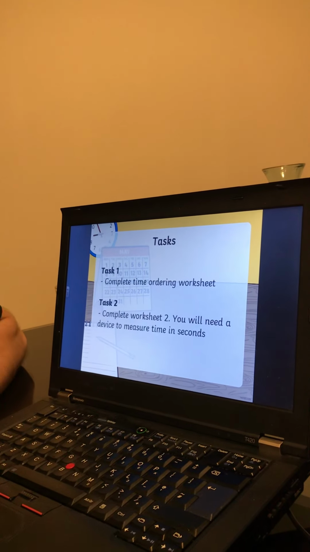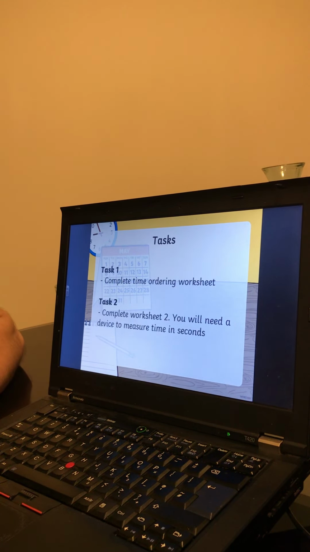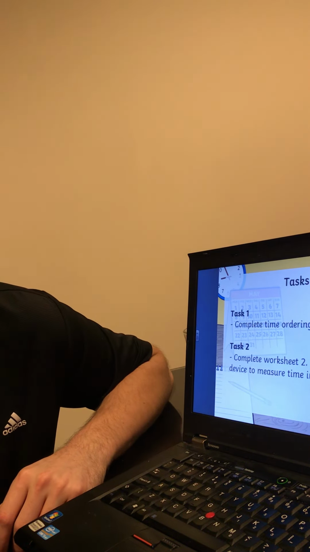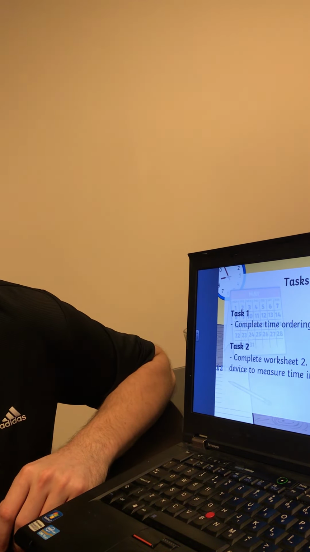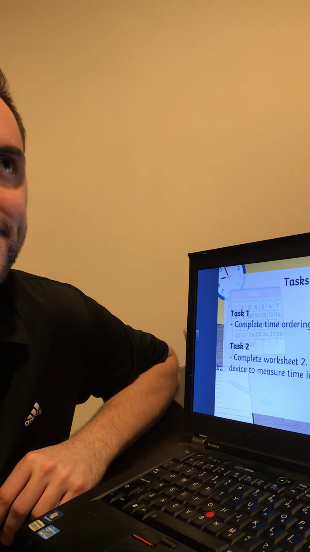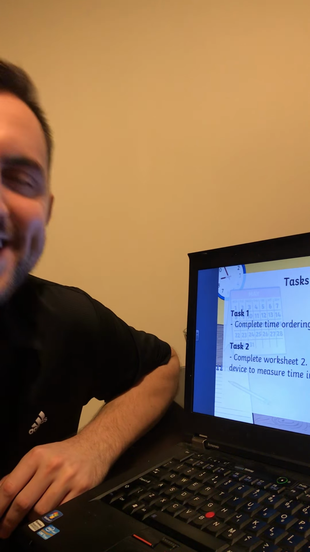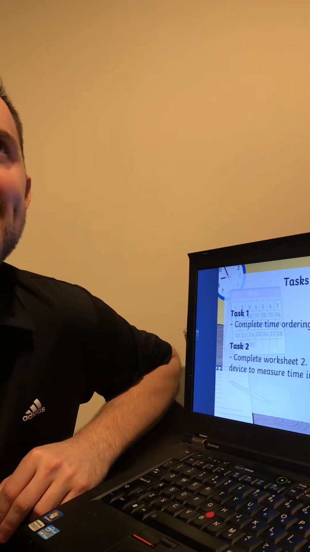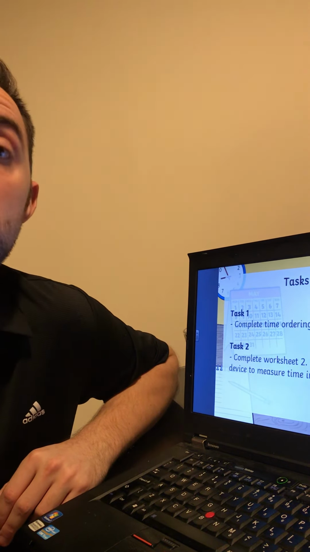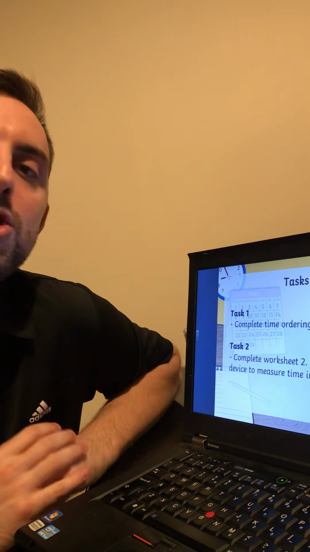Your second task is to complete the second worksheet. You will need a device to measure time in seconds, because the second worksheet is looking at how many things you can do in 1 minute, I believe. I tell a lie, boys and girls. This is when I probably should have checked this before starting the PowerPoint. It is, I believe, that you've got to time yourself how long it takes you to do something.